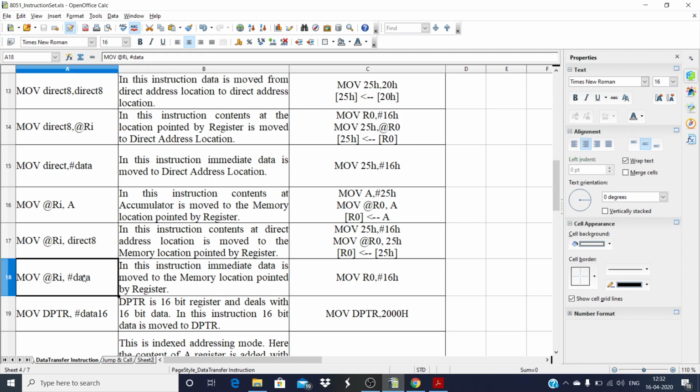Next instruction, MOV @Ri, #data. Means we can move immediate data to the register content, the register memory location, R0 in this example.